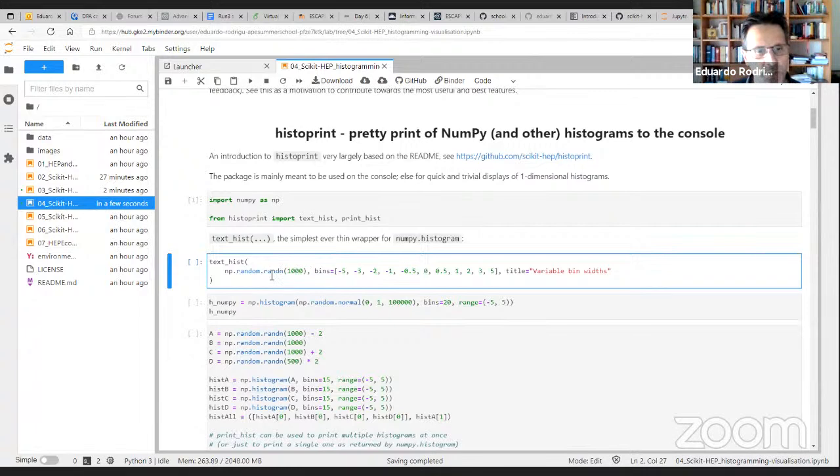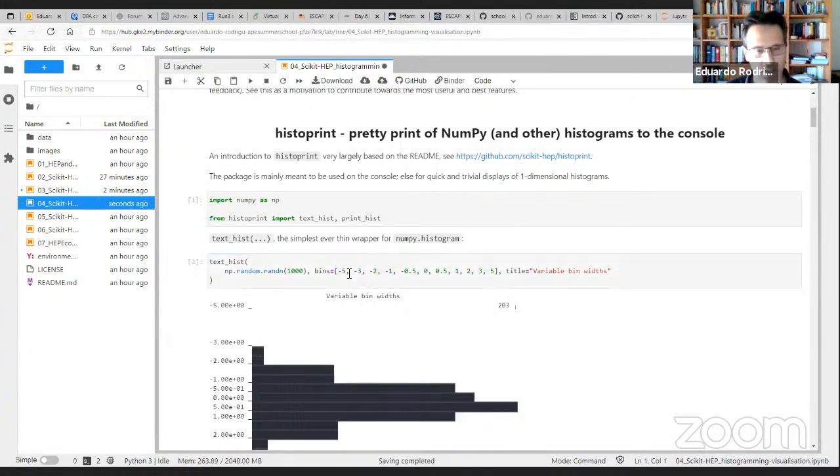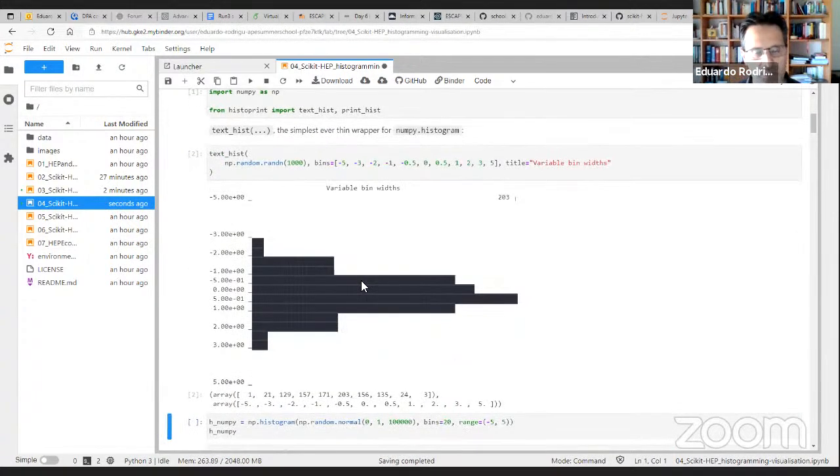So here's a very easy, almost a NumPy histogram. Just on the fly, you don't even define anything. Just give it some data, define the bins and title, and you can just display. So this can be super quick. It doesn't require anything. This can also run, as I mentioned, on the command line.